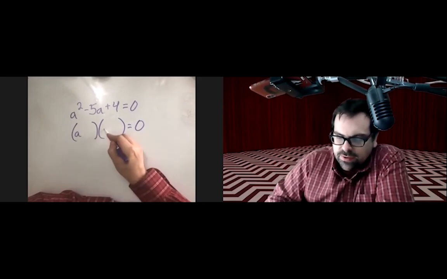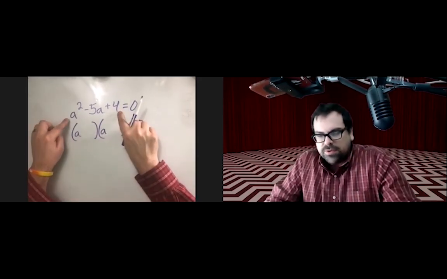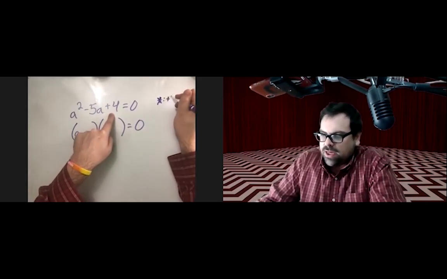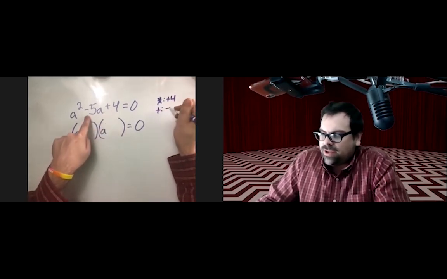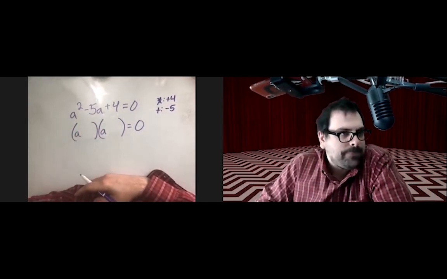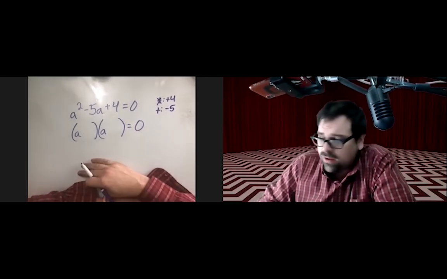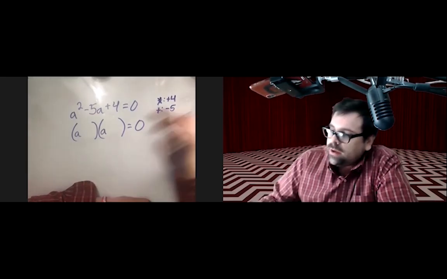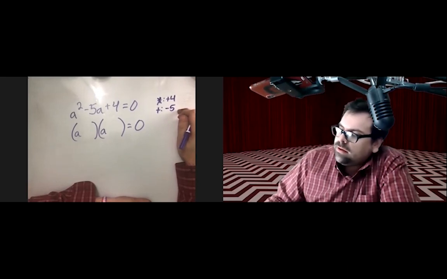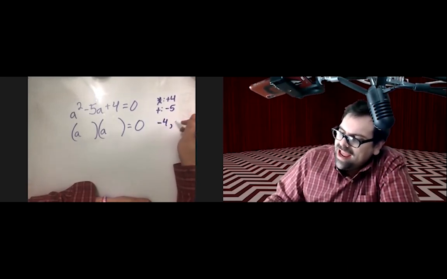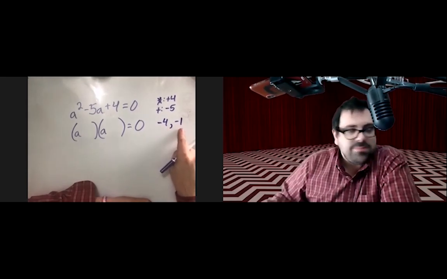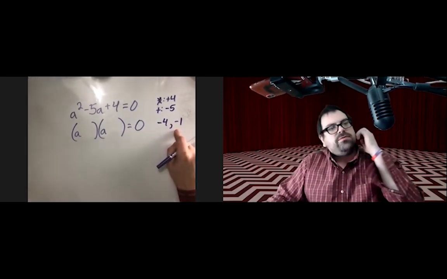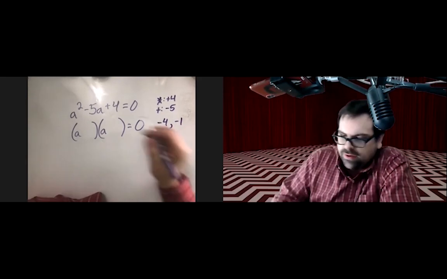Factoring an a squared, so a and a. Nothing to multiply with the 4, so we're just looking for things that multiply to positive 4, add to negative 5. It's like all of our factoring work is coming home all at once. I've missed you factoring. The numbers are going to be negative 4 and negative 1. Negative 4 times negative 1 is positive 4. Negative 4 plus negative 1 is negative 4 minus 1 is negative 5.